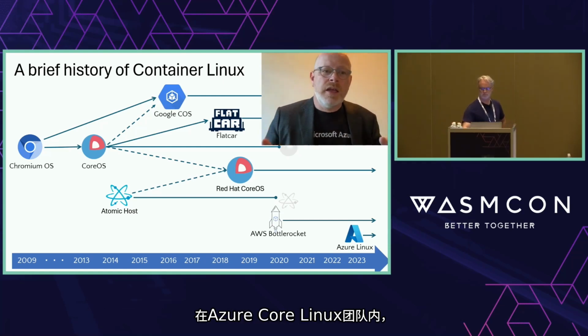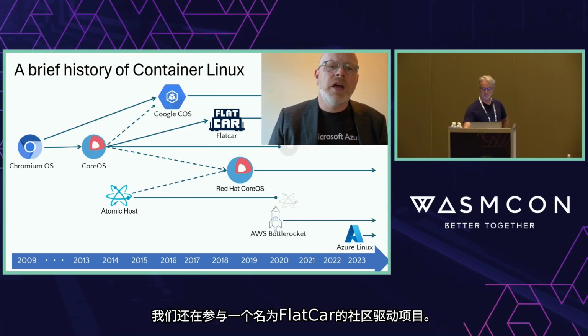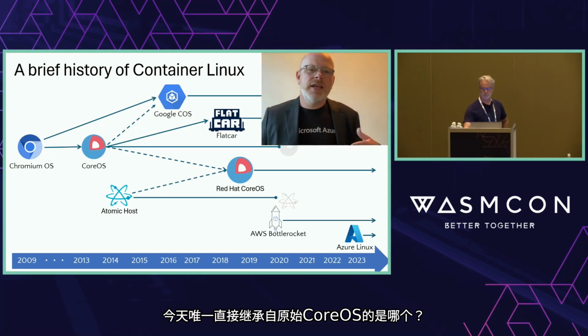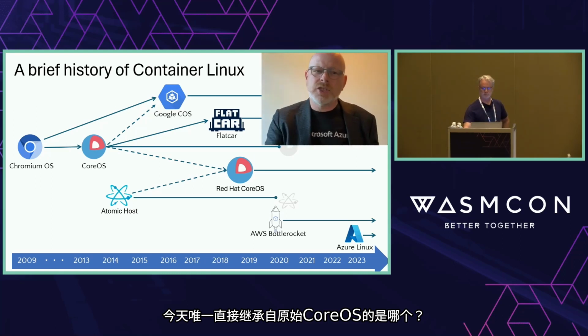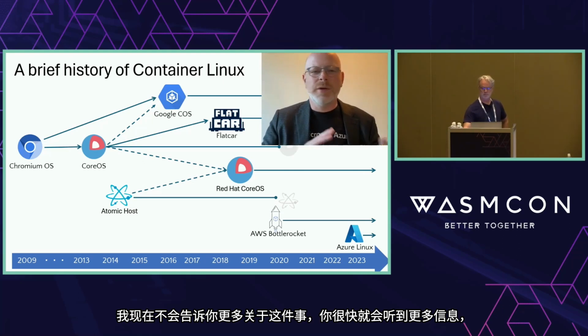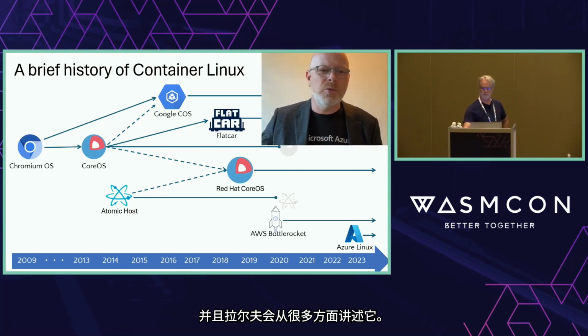Now, in the team I work in, within the Azure Core Linux team, we also work on a community-driven project called Flatcar, which is today the only direct descendant of the original CoreOS. So I won't tell you more about that right now. You'll be hearing more about it very soon, and there'll be a lot more on it from Ralph.